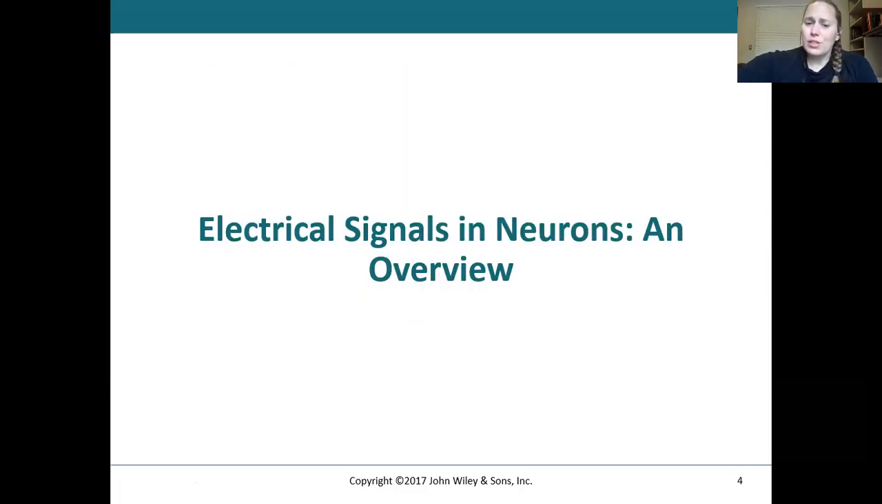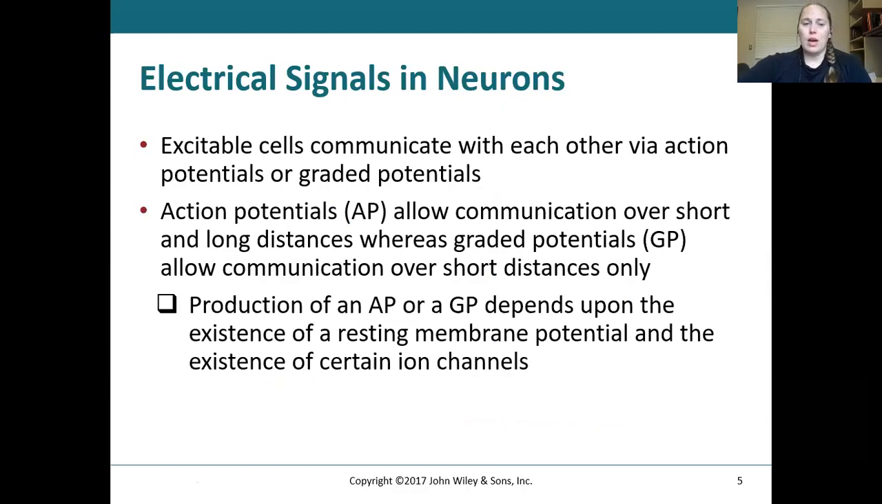Okay, so electrical signals and neurons, an overview. Neurons, again, last time we talked about the different cell types in the nervous system. Neurons are the communicative types of cells within the nervous system. They're the ones that are sending and receiving signals. So when we talk about sending and receiving signals between neurons, it's an electrical type of communication that's occurring.